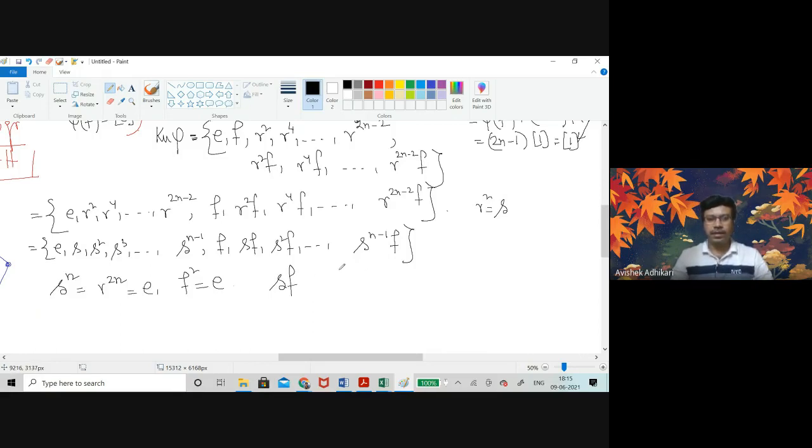f s to the power n minus 1. So what is sf? This is r square f, right? And what is this? F r to the power 2n minus 2. Now can somebody tell me what should be this value? Is it equal or not equal? Tell me. Is this equal or not equal?